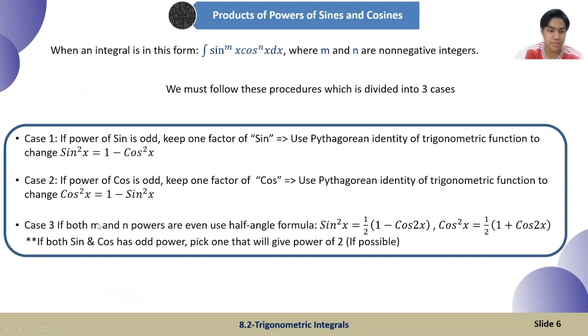This time we use it for cosine, so we change cosine squared x to 1 minus sine squared x. Case 3: if both m and n powers are even, we use the half angle formula, which is sine squared x equal to 1 over 2 times 1 minus cosine 2x. For cosine, you have cosine squared x equal to 1 over 2 times 1 plus cosine 2x. In a special case where both sine and cosine have odd powers, we pick one that will give a power of 2 if possible. If you don't understand what that means, I will explain it in the example in the next slide.